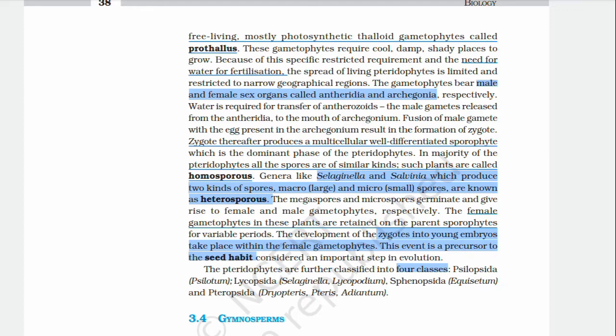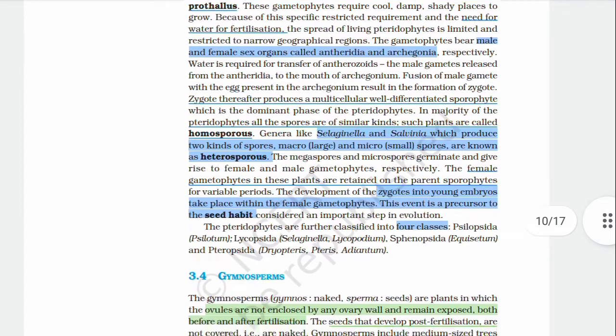Zygote thereafter produces a multicellular, well differentiated sporophyte, because sporophyte is the main plant body in pteridophyte. In the majority of pteridophytes, the sporophytes will produce spores, right? They are similar in kind, so they are known as homosporous. If they are similar, they are homosporous. But only in Selaginella and Salvinia, they produce two kinds of spores, one is large, macro, and another one will be small, micro. That is known as heterosporous.